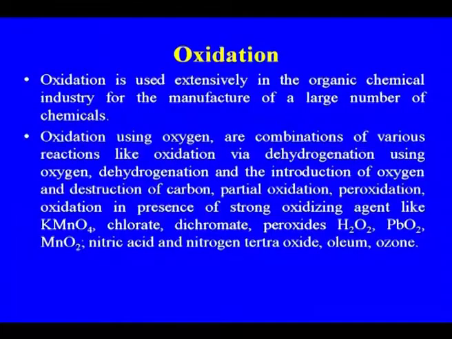Oxidation is again an important reaction in any chemical process industry at various stages. One typical example is ethylene to ethylene oxide, by oxidation of ethylene. Oxidation is used extensively in the organic chemical industry for the manufacture of a large number of chemicals. Oxidation uses oxygen or a combination of various reactions, like oxidation via dehydrogenation using oxygen, dehydrogenation and introduction of oxygen, destruction of carbon, partial oxidation, peroxidation, and oxidation in the presence of a strong oxidizing agent: chlorate, dichromate, peroxide, hydrogen peroxide. These are some additional agents that may be present during oxidation along with oxygen.